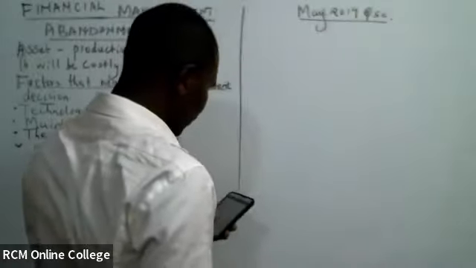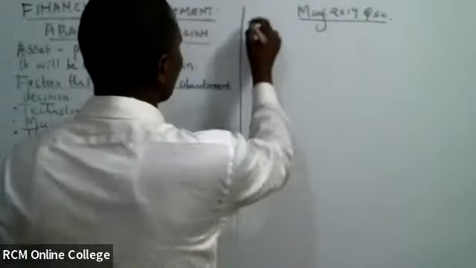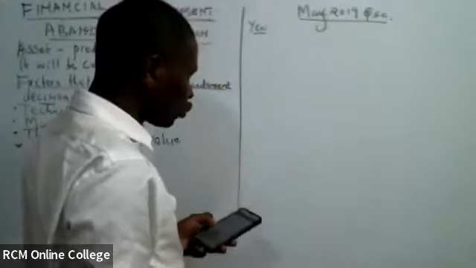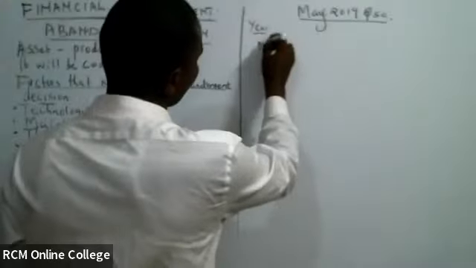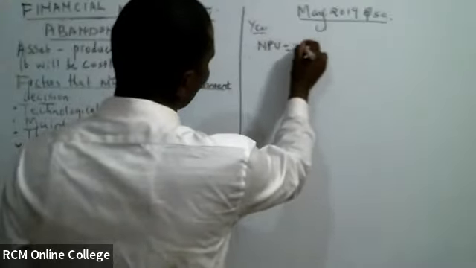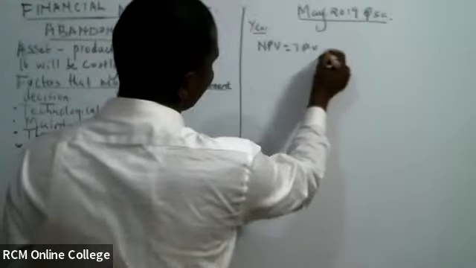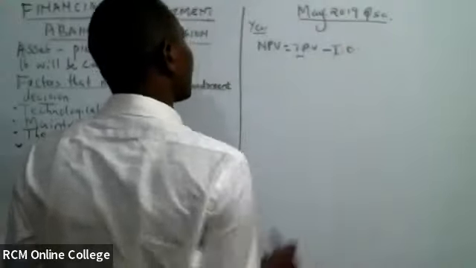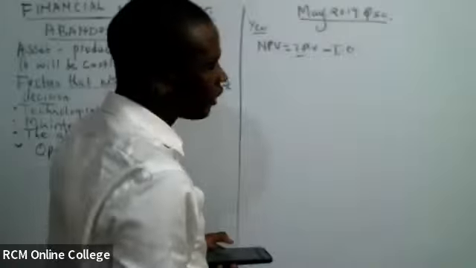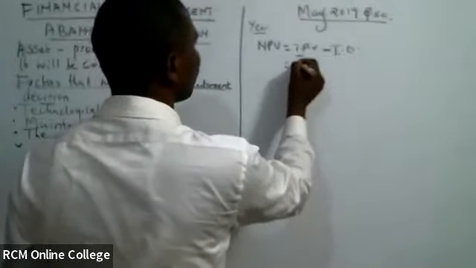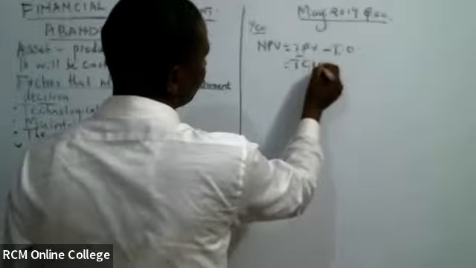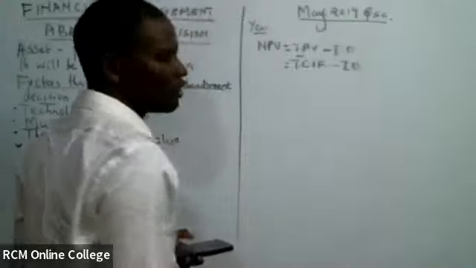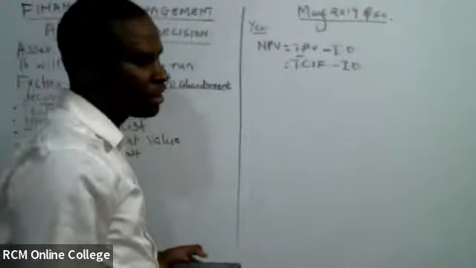So we are looking at this question step by step. We start with year one. So how do we get the NPV, class? NPV, we get it through the total present value, of course, discounted cash flow, minus initial outlay. Now, how do I get the total present value or the total cash inflow? Total cash inflow minus initial outlay.